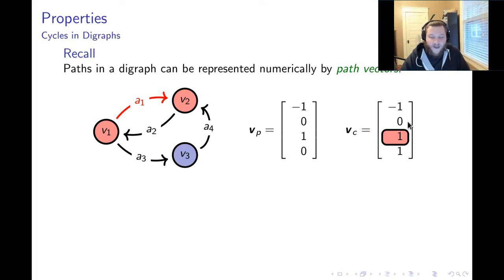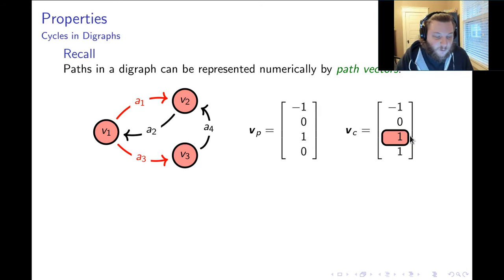We have a 1 in the 3 position, which means that in our path we traveled with A3. So maybe that took us from the node V1 to V3. And then we have a 1 in the 4th position, which means we travel with A4 for this path. That would take us from V3 back to V2.